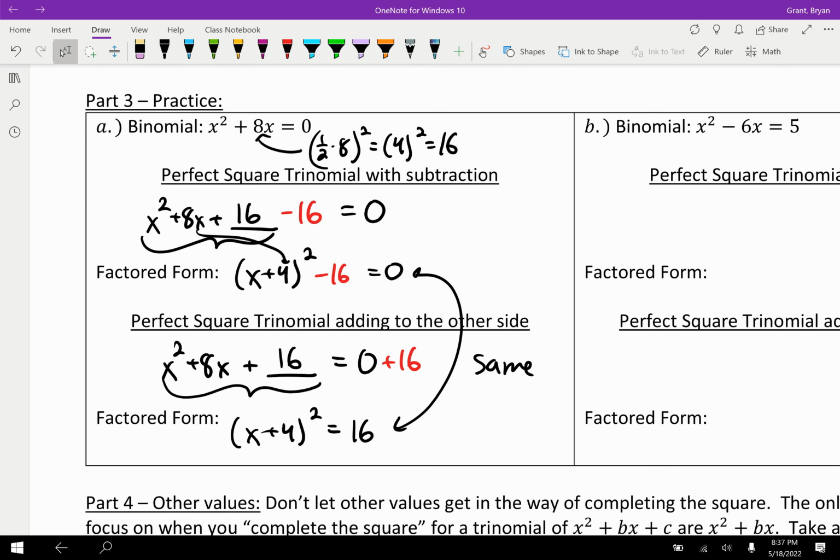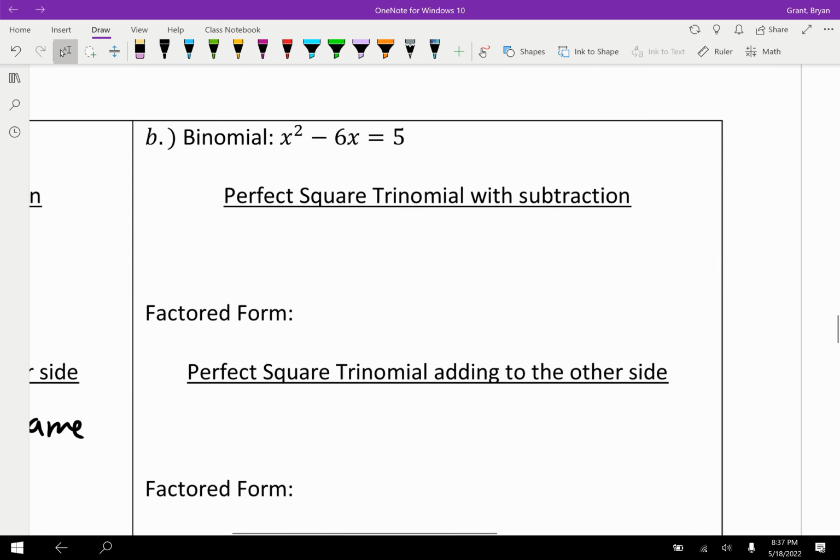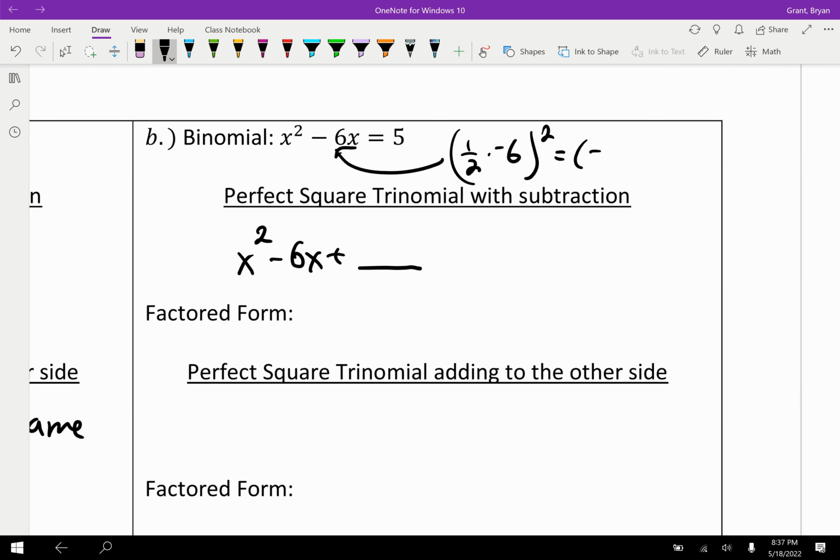All right, hopefully you're back. Here is part B. First, we're going to do this with subtraction. So x squared minus 6x plus what number makes it a perfect square? Well, we need to do half of negative 6 and then square that. So negative 3 squared, which is positive 9. But if I add 9, you better subtract 9. And then don't forget there's still the rest of the equation that equals 5.